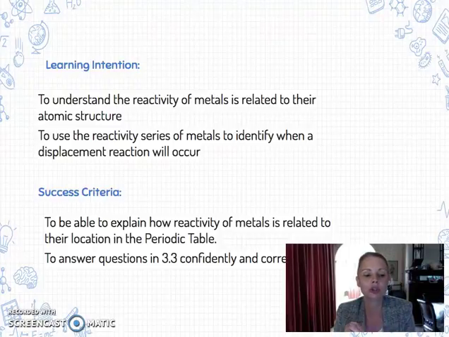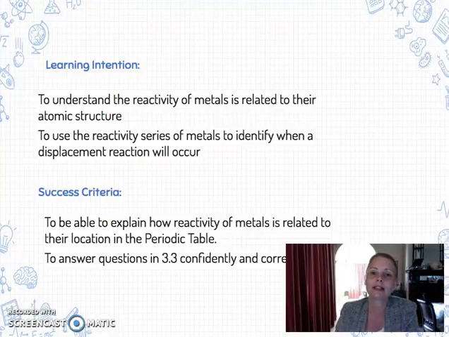We're going to look at using the reactivity series to identify in which metals, when we combine metals together, a displacement reaction occurs. You did displacement reactions last year, but you might have forgotten. So your success criteria today is to be able to explain how the reactivity of metal is related to its location in the periodic table, and then to answer questions 3.3 correctly and confidently.